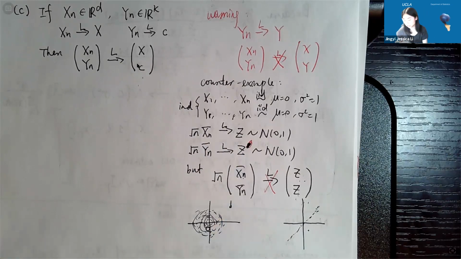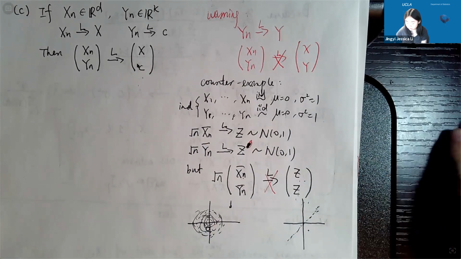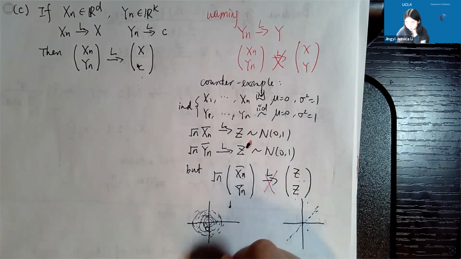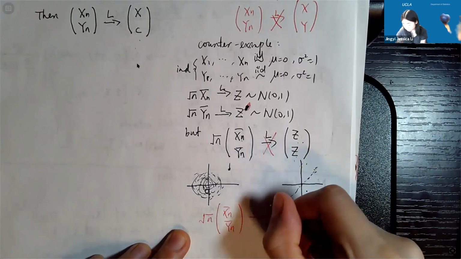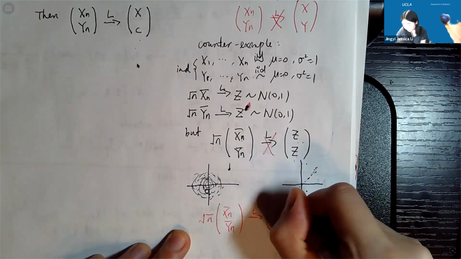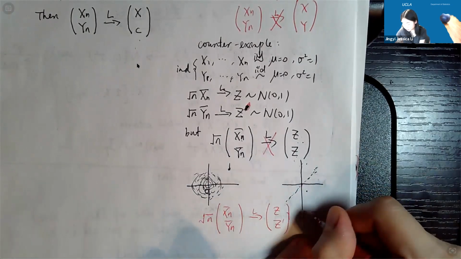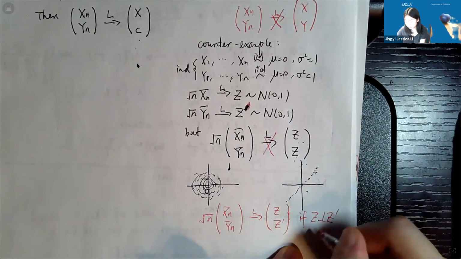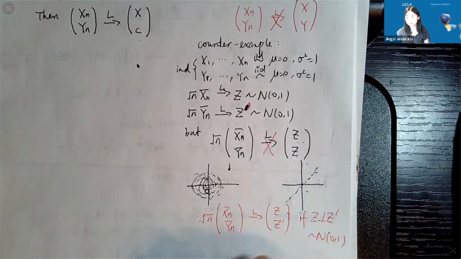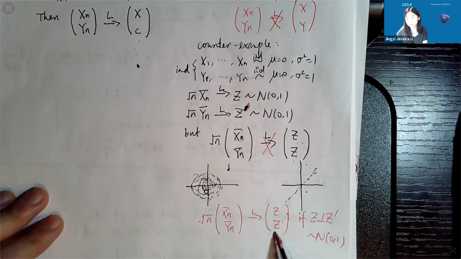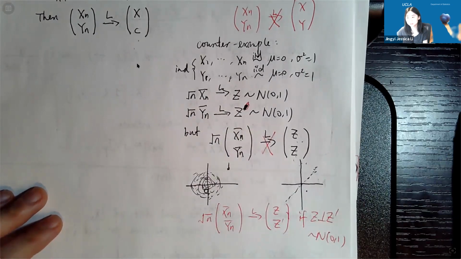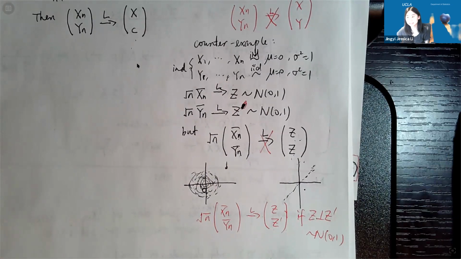So I can say, okay, in this case, root n times (Xn bar, Yn bar) is convergent in law to (Z, Z prime) if Z and Z prime are independent of each other and they are standard normal, right? You can say that. But it doesn't hold in general, because when we have the marginal, then Z and Z prime is the same thing, right? So you cannot go from the marginal to the joint. That's the key.